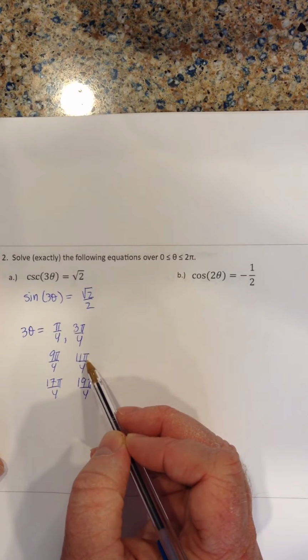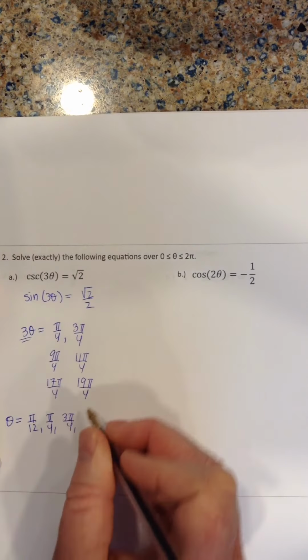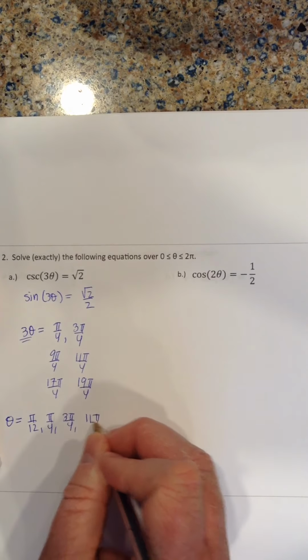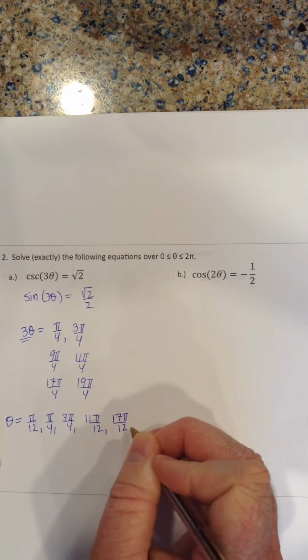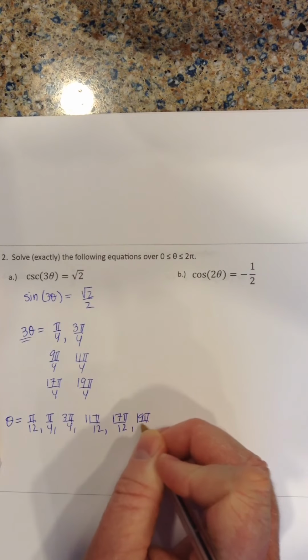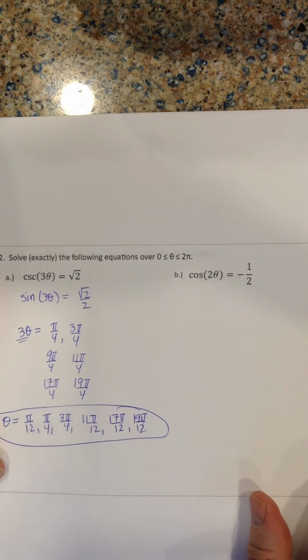6 angles. So now I divide by 3, get pi over 12, 3 pi over 12 which is pi over 4, 11 pi over 12, 17 pi over 12, and 19 pi over 12. And those angles all will solve that equation.